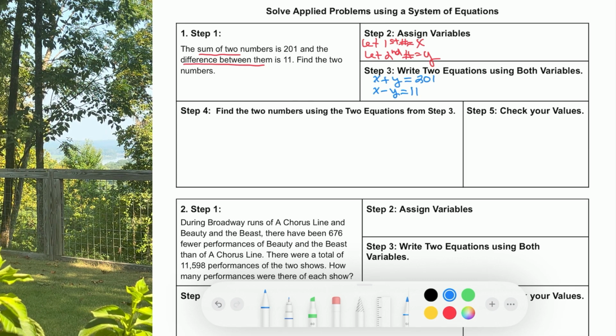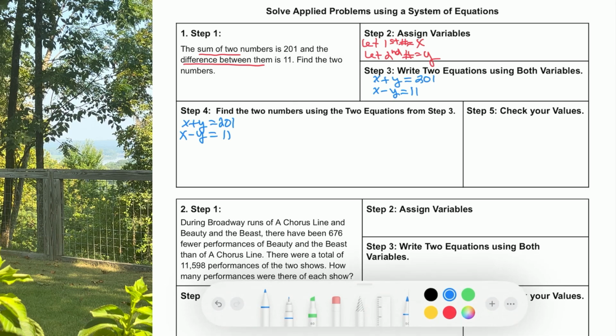Now I'm going to take those two equations and write them over here in step 4 and figure out how we want to use them to get our values. Now remember, we can use substitution or elimination. I'm going to choose elimination in this one because I noticed that I have x's that I can either get rid of or y's that I can get rid of by adding my equation. I noticed that my plus y and my negative y, if I add these equations together, they'll cancel each other out. So that's what I'm going to do here.